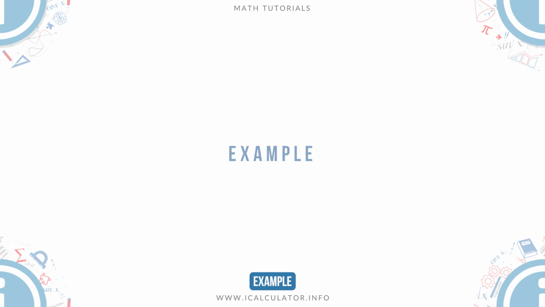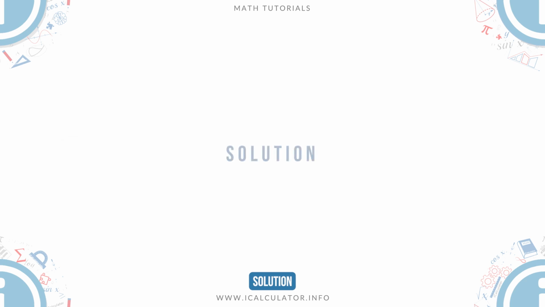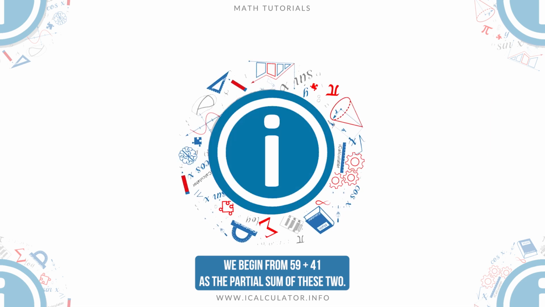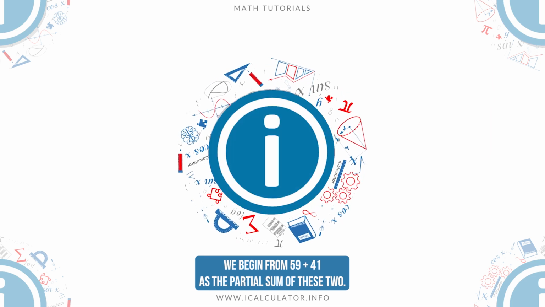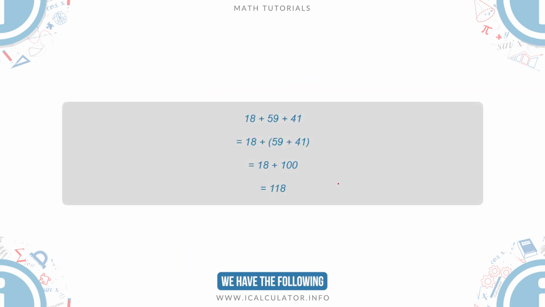Example. Calculate the sum of the following arithmetic sentence. Solution. We begin from 59 plus 41 as the partial sum of these two addends is 100. We have the following.